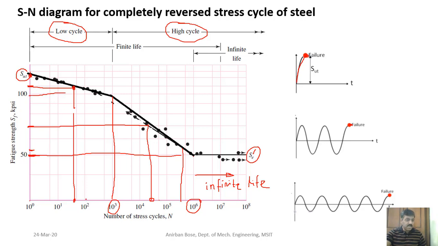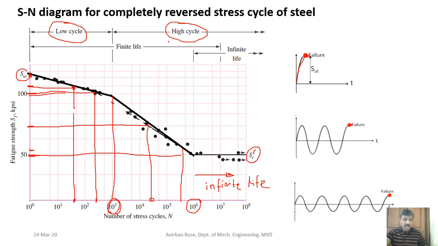Suppose we want to design a component for 500 cycles. What do we do? Corresponding to 500 cycles, we simply draw a line and see what the fatigue strength is. So its fatigue strength will be this much. If the applied stress is less than that, then it will definitely survive 500 cycles without fracture. So this is the idea to find the finite fatigue strength in the case of low cycles.